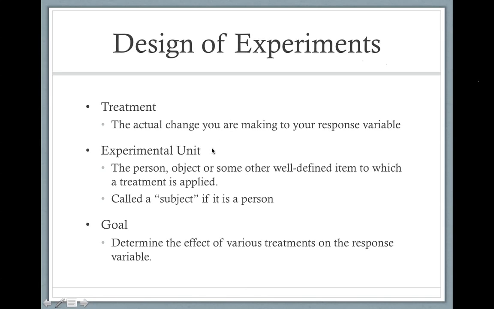Another term is an experimental unit. This is the person, object, or some other well-defined item to which a treatment is being applied. For the most part, we talk about medical research and things like this, but it also could be a piece of steel. You want to apply a treatment to a piece of steel to see if it works better than some other method of doing things. So it does not have to be a person, it can be an object, it can be just something that you know what it is. But it is called a subject if it is a person.